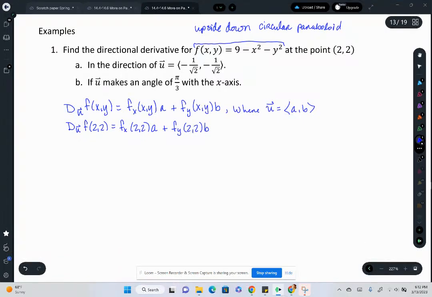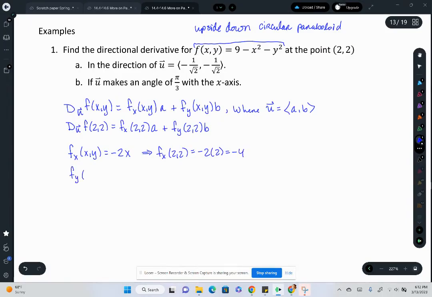Okay, let's find our partial derivatives. F sub x of xy, if I look at my f of xy, it's equal to 9 minus x squared minus y squared. If I take a partial derivative of that with respect to x, the 9 and the y squared are both constants, so they go away. And I just end up taking the derivative of minus x squared to get negative 2x. Now I need to evaluate that at 2, 2. And that's going to give me negative 2 times 2, which is negative 4.